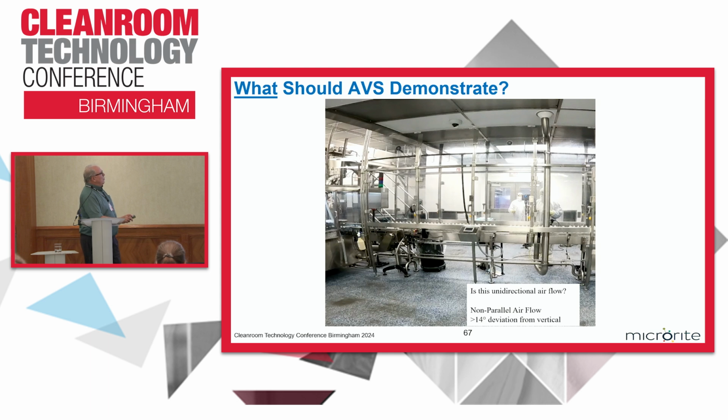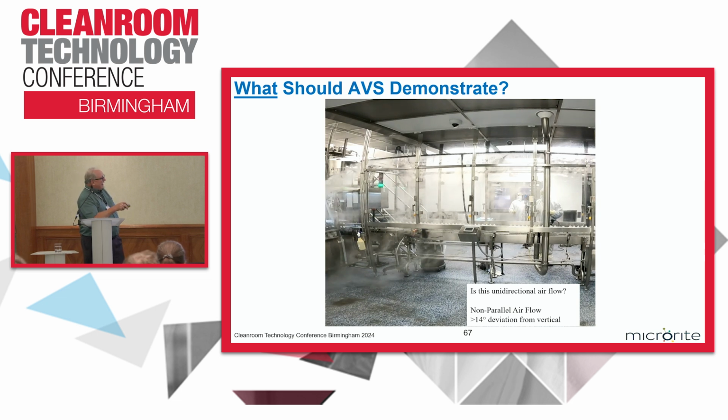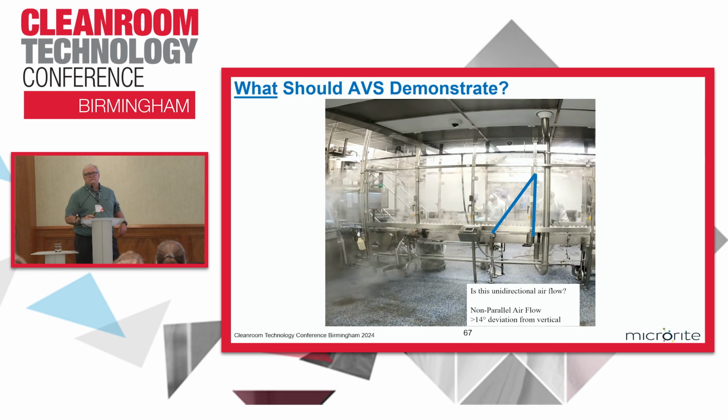We tend to think we know what it is, but sometimes, is it really unidirectional? Here we have the smoke above the conveyor. This is supposed to be a grade A filling line. This is a grade A area protecting open bottles, and the smoke is moving at about a 45-degree angle.